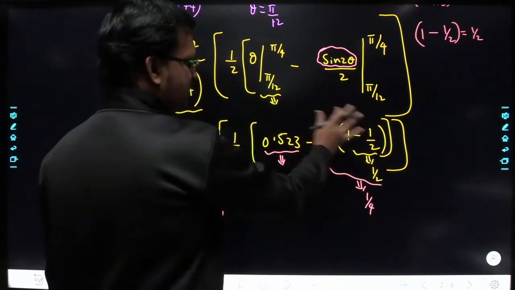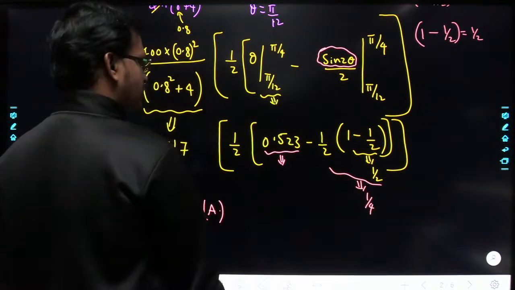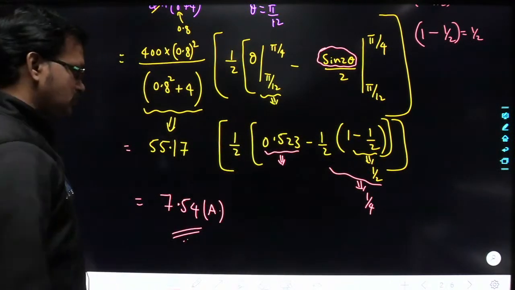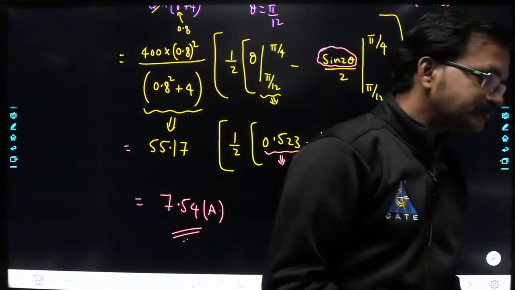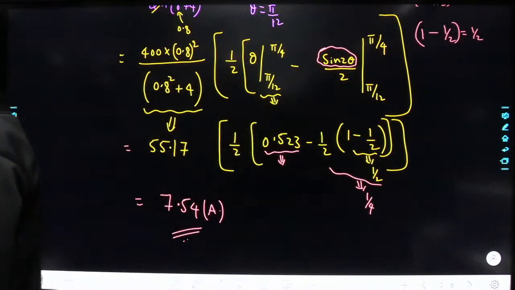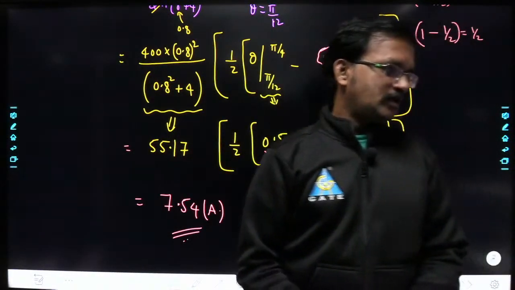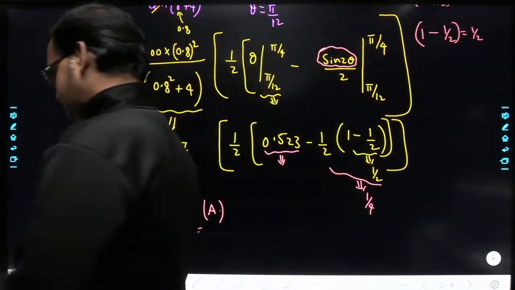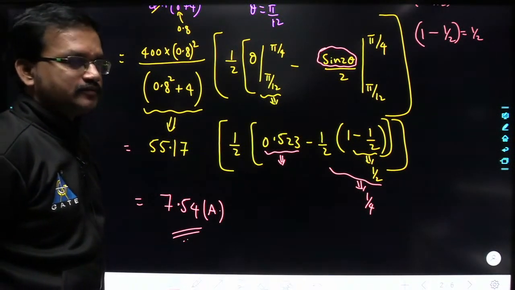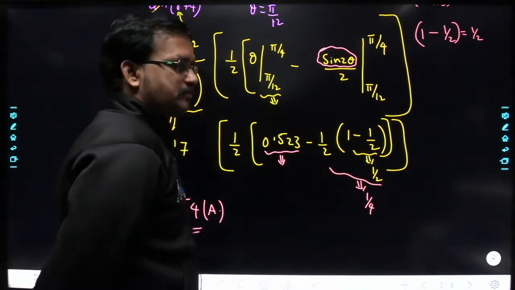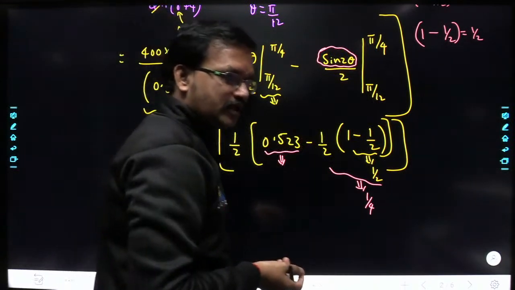0.523 minus 1 by 4, it is approximately 1 by 4. Do this calculation, 0.523 minus 1 by 4, and then this total thing has to be multiplied by 1 by 2. Then this total thing has to be multiplied by 55.17. So you are going to get 7.54 amperes. Okay, so I think you are doing some calculation mistake. You can check that. Uday, Kiran and Sri, check where you have done the mistake here. Maybe in calculator, maybe you have kept in degrees itself, and you have substituted pi by 4 directly here. So that's why maybe you are getting some wrong answer.